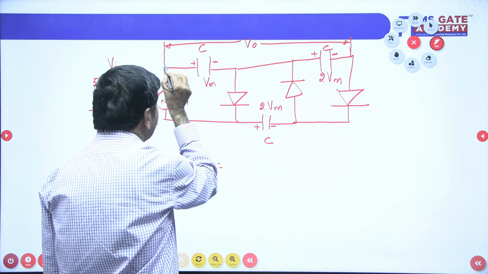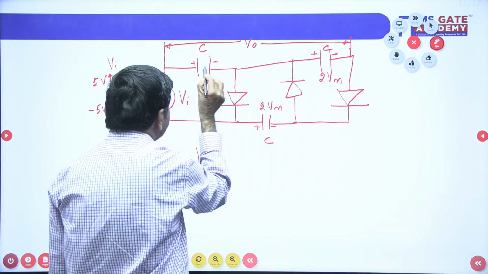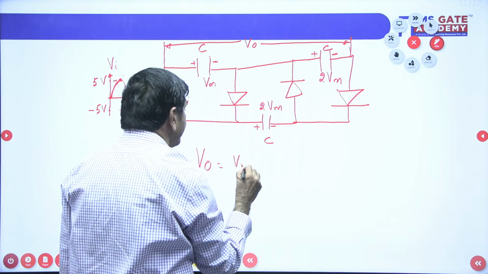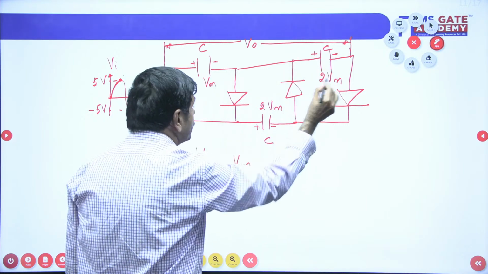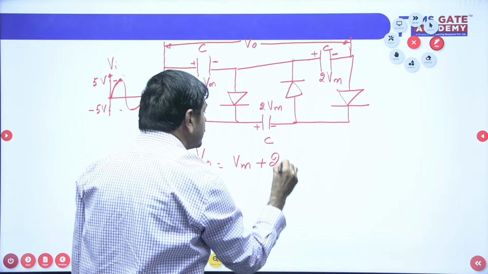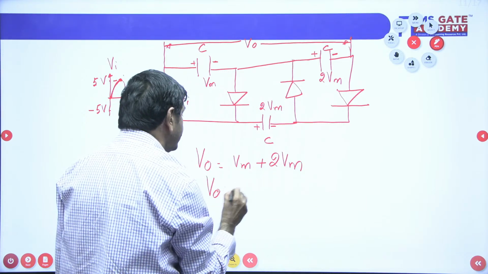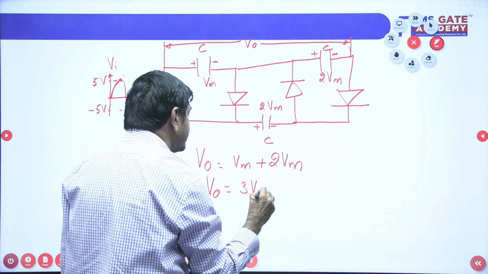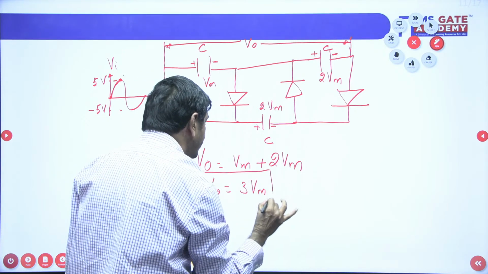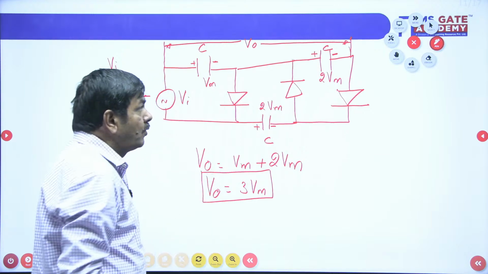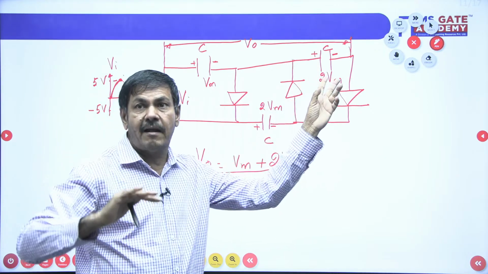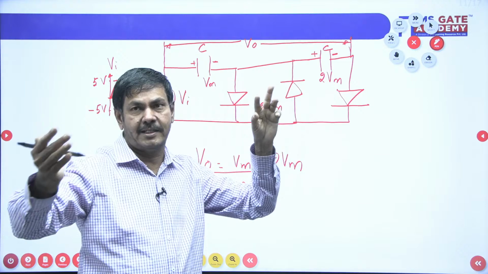When I apply KVL from this point to this point, plus Vm here. When I go this side, plus 2 Vm here. Vm plus 2 Vm is nothing but 3 Vm I can get here. V naught is nothing but 3 Vm only. There is 3 Vm only. So the voltage across the capacitor will not cross the peak to peak voltage.